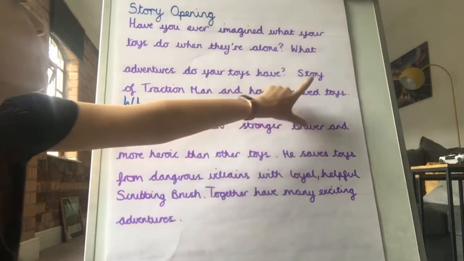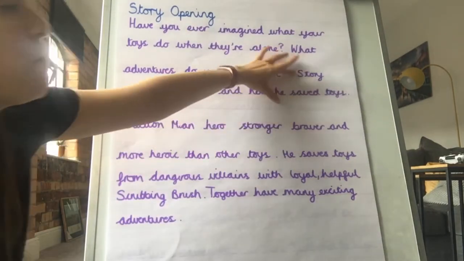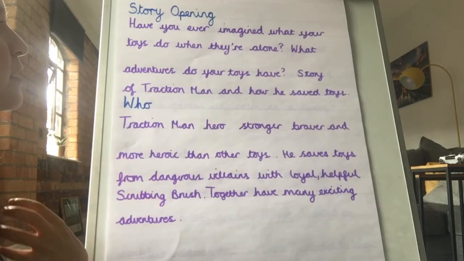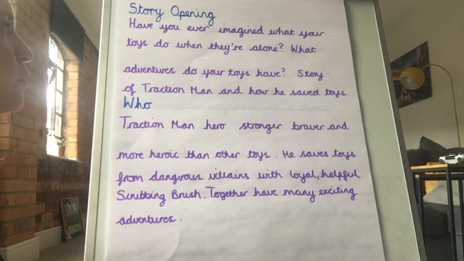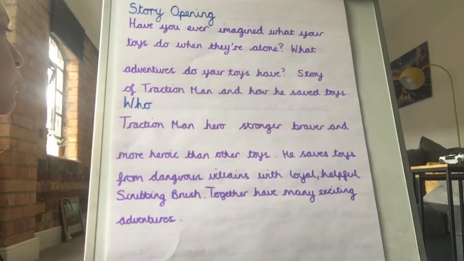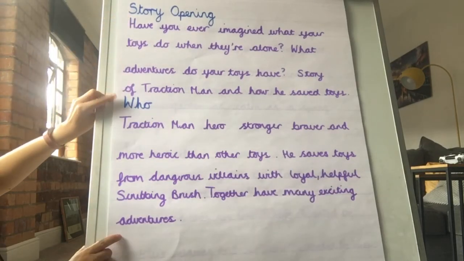And then I've put here, story of Traction Man and how he saved toys. I've not written that in a full sentence, I'm just making notes. I want to include a sentence that introduces the story to my reader. Story of Traction Man and how he saved the toys. Then after the story opening, I move on to the who.